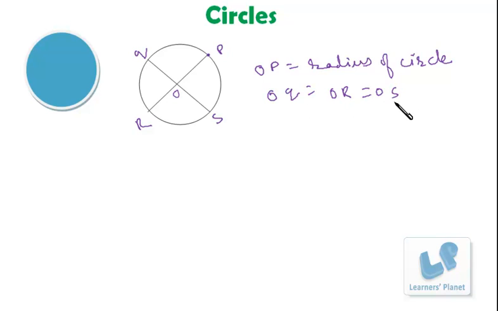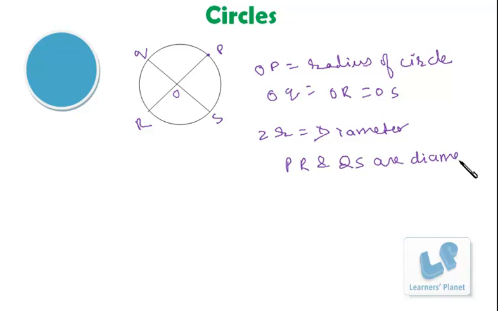All of these are radii of the circle, and for a single circle, the radius will always be the same. Okay, now double of radius is called the diameter. So here PR and QS are diameters. Okay, and this boundary, if we talk about PQRS, this boundary is known as circumference.